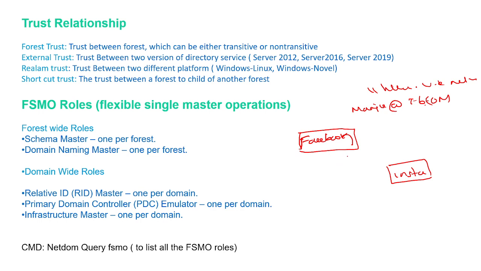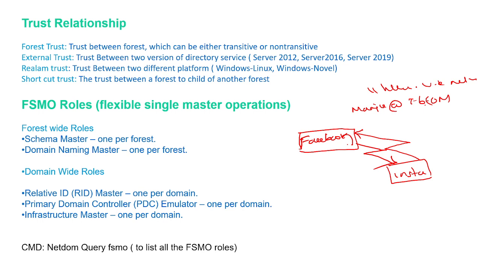what we do is enable the trust relationship in Active Directory, that is a two-way transitive trust relationship. It means Facebook can trust Instagram, and similarly Instagram can also trust Facebook. I am trusting you and you are trusting me. That is called a forest trust.